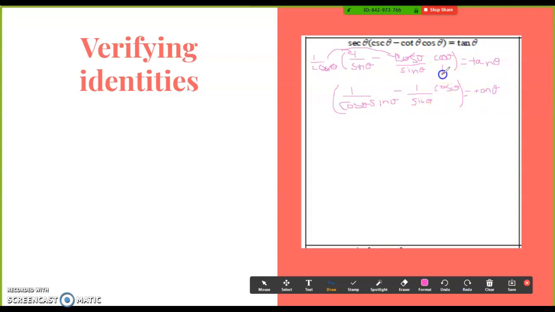Up here, guys, I know this is sine of theta times cosine of theta. It's just going to be cosine of theta over sine. So I can just rewrite this fraction as cosine of theta over sine theta. And then I'll have minus 1 over cosine of theta sine theta.